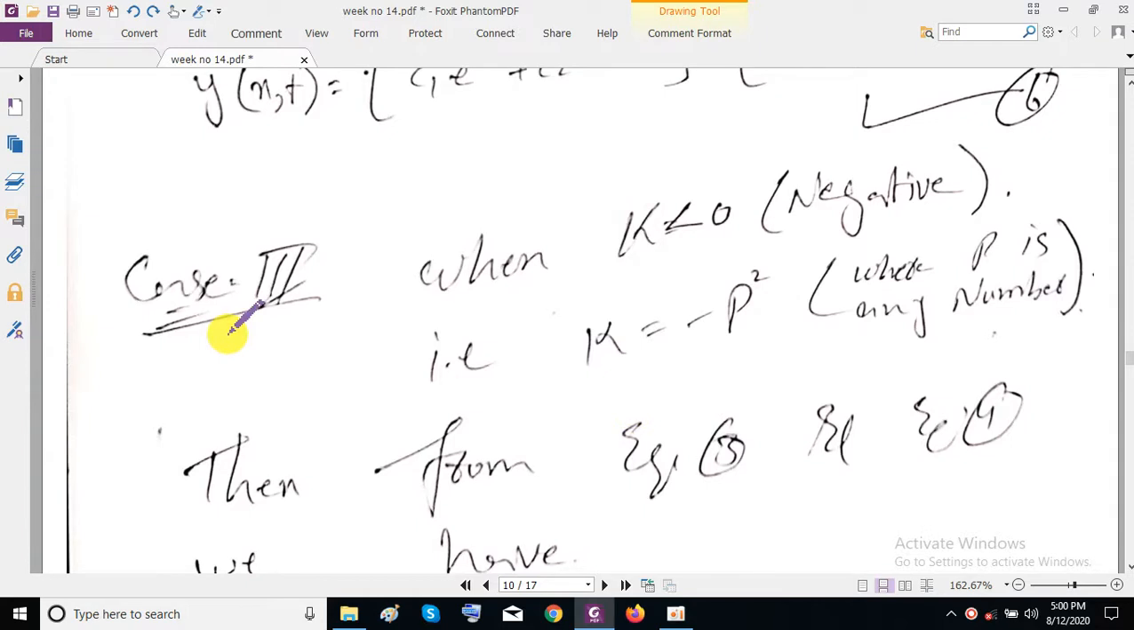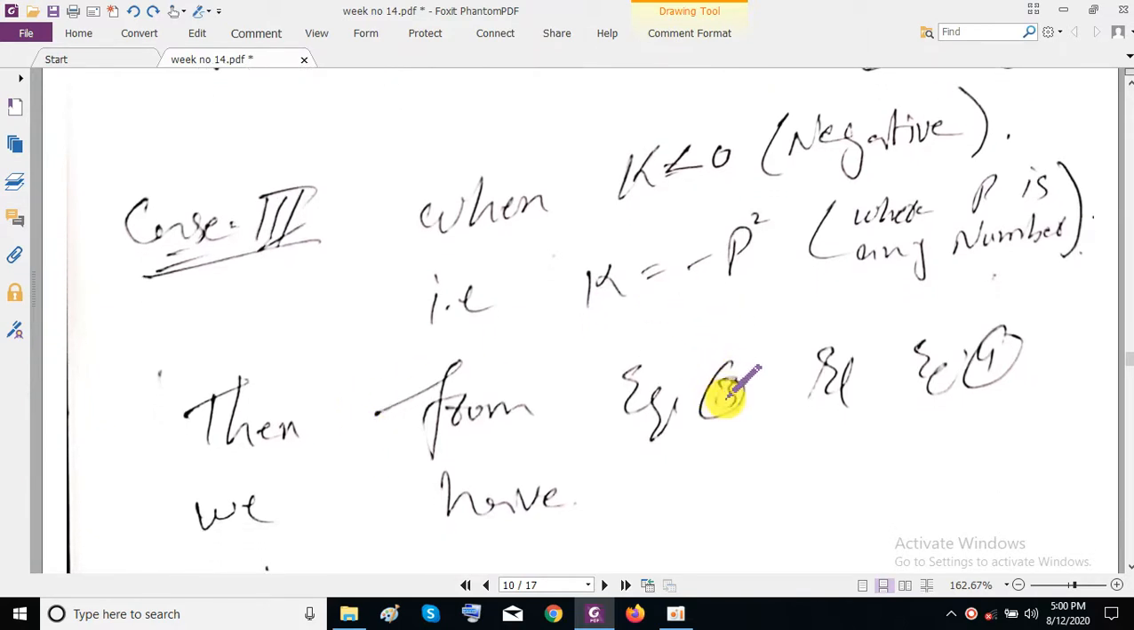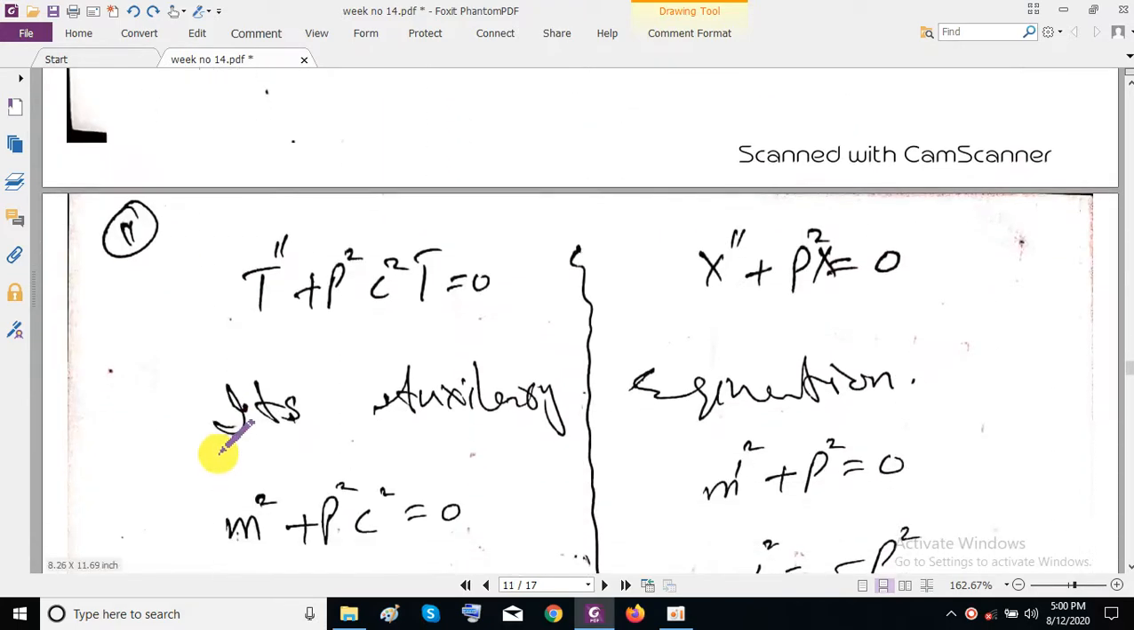Now the third case, when k is less than 0, it means k is negative. So for negative we suppose k is equal to minus p square, where p is any number, so this minus p square basically represents a negative number. Then if you put k equal to minus p square in equations 3 and 4, we have T double dash plus p square c square T and X double dash plus p square X equal to 0. Now this is again a second order ordinary differential equation, because this is only a function of t and this is only a function of x.